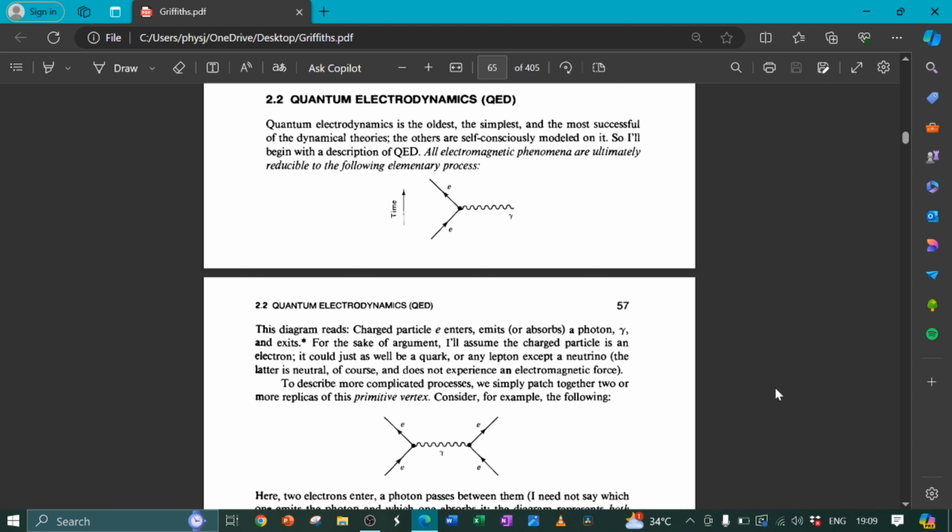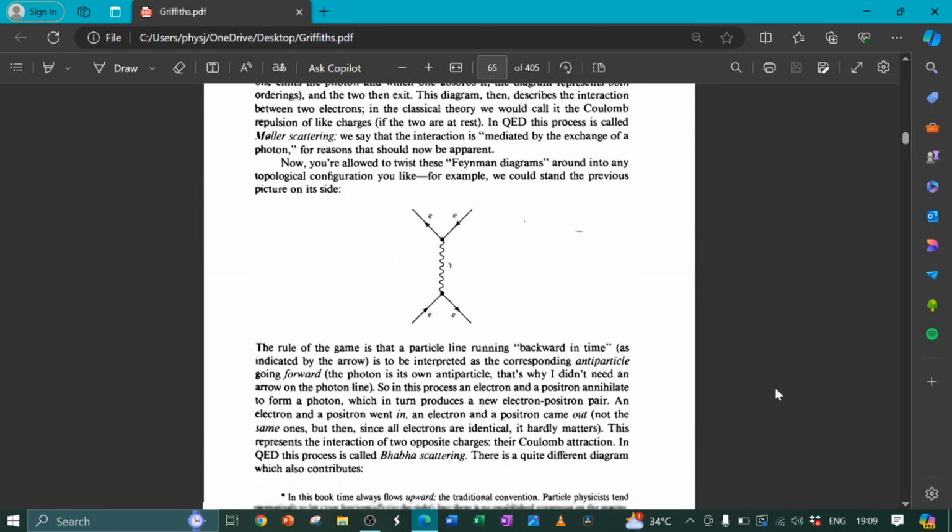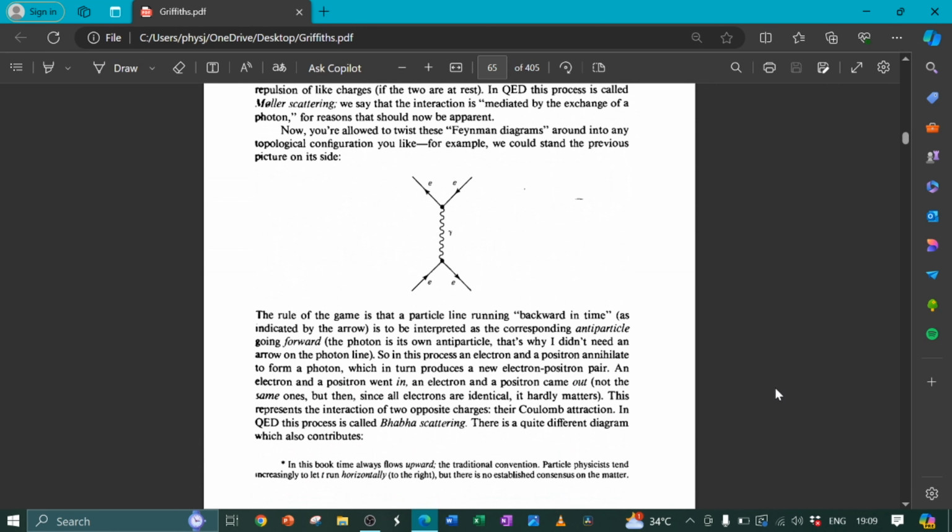This diagram reads: charged particle E enters, emits or absorbs a photon gamma and exits. In this book, time always flows upward, the traditional convention. Particle physicists tend increasingly to let T run horizontally to the right, but there is no established consensus on the matter.